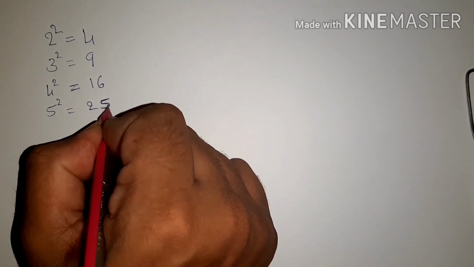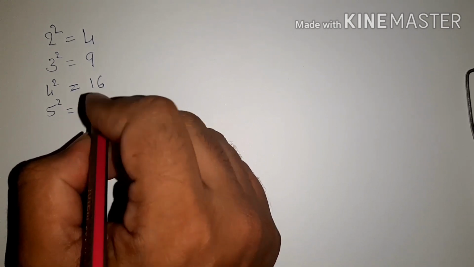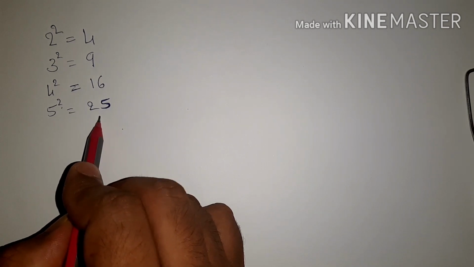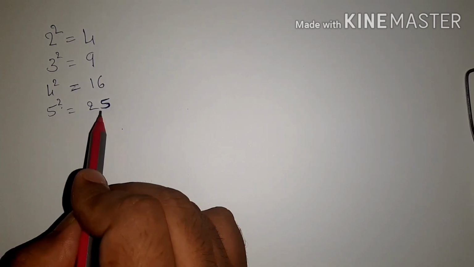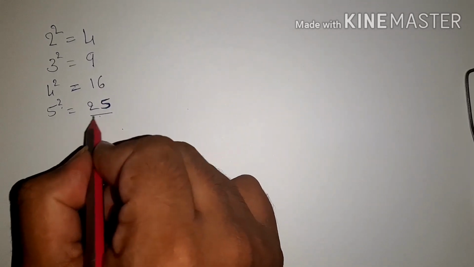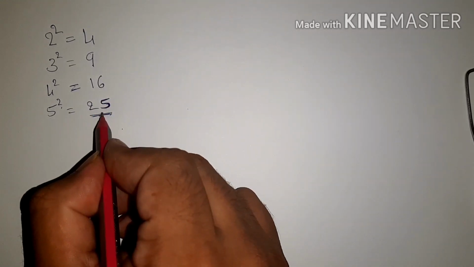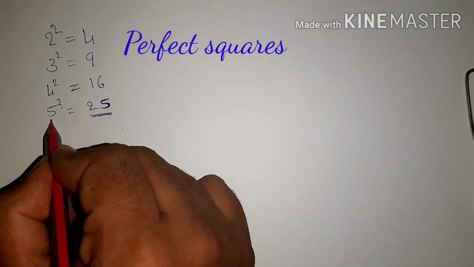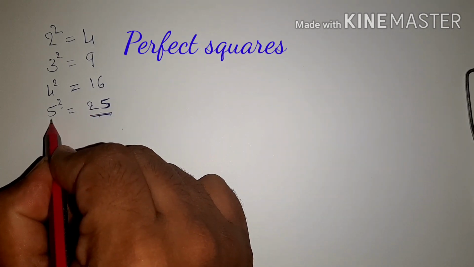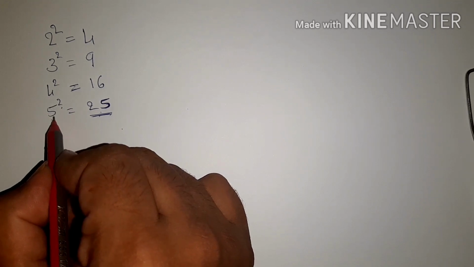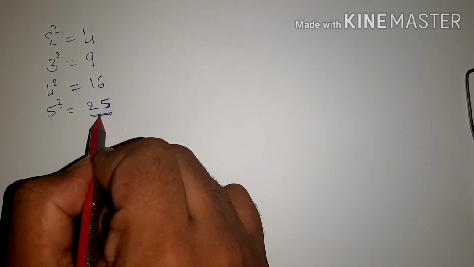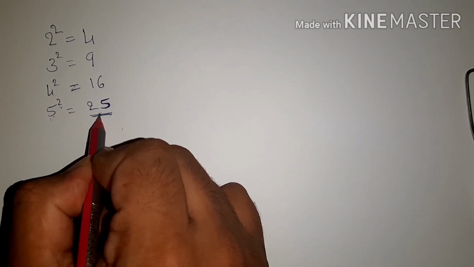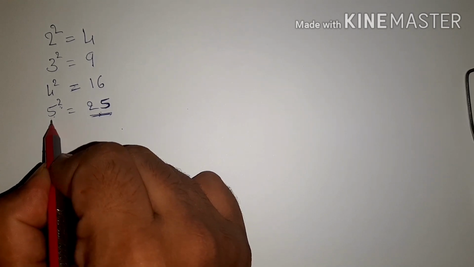Okay, correct. Now, we squared a number, we got this value. What should we do with this number to get the reverse number 5? I squared the number 5 and I got the value 25. How to go reverse? What operation should I do on 25 so that I get 5?